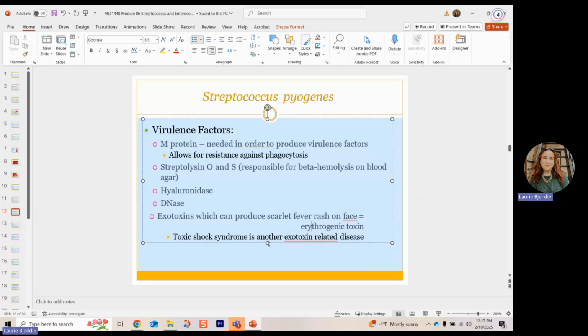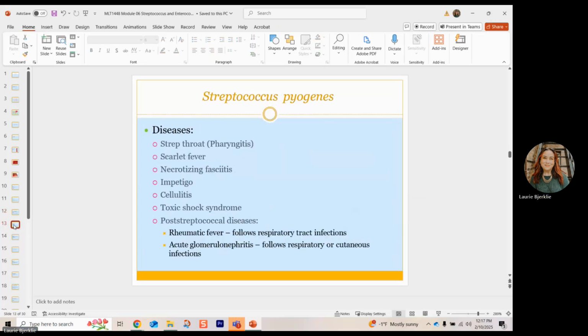And then there's also other toxins it can produce. This also can do toxic shock syndrome. We discussed that with Staph aureus, which can do that as well. So another one is strep pyogenes. It has another exotoxin that can produce toxic shock syndrome too. So lots of potent stuff that it can produce to cause infection.